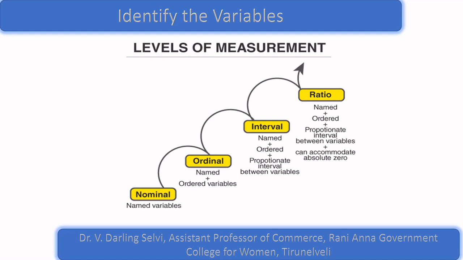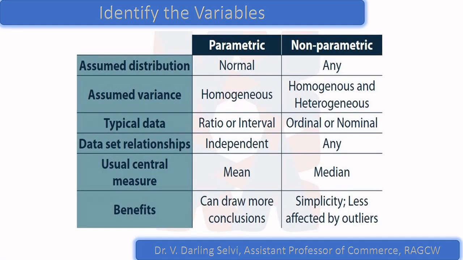Again, the levels of measurement go like this. Nominal, only we are naming the variables as such. Under ordinal, beyond naming the variables, we can order the items. Okay, we can rank the items. So interval consists of named plus ordered plus proportionate interval. And then ratio consists of named plus ordered plus proportionate interval between variables. It can accommodate absolute zero also. That means in the case of Fahrenheit, suppose that can be made into zero. Zero value is possible under ratio. That's the differentiation there. So the levels of measurement consist of nominal, ordinal, interval, and then ratio.